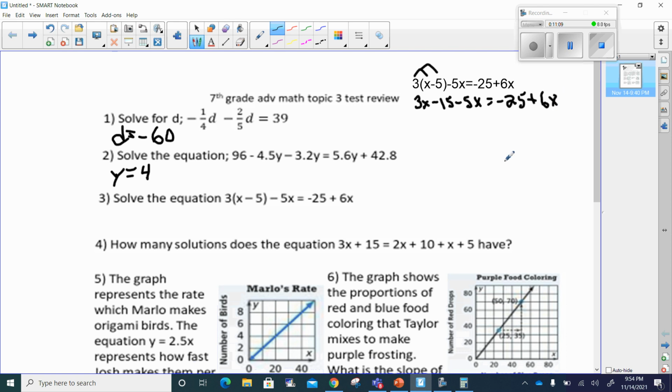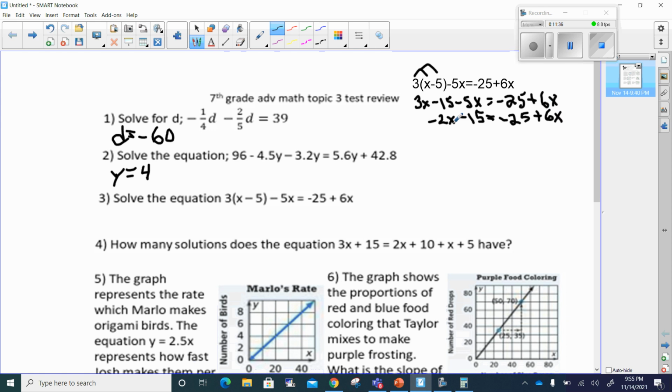All right, now I'm going to combine my like terms on this side. I see I have 3x minus 5x. That's going to be a negative 2x. The negative 15 comes down. I didn't do anything to it. And so does the negative 25 plus 6x.